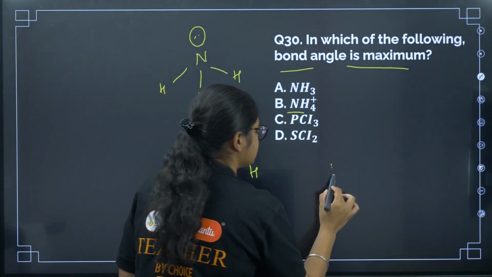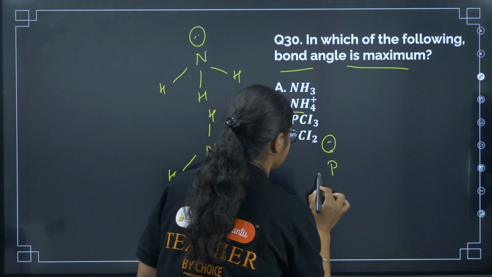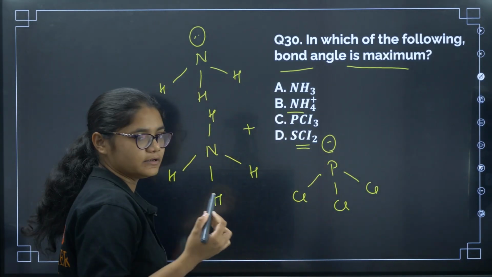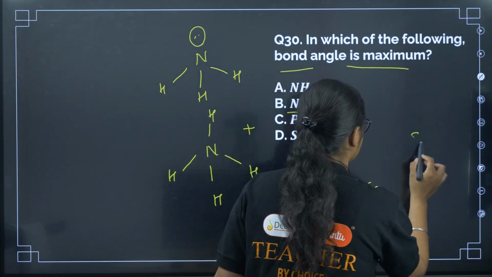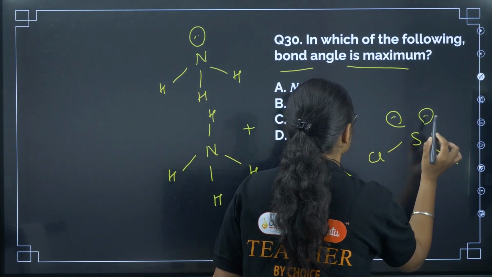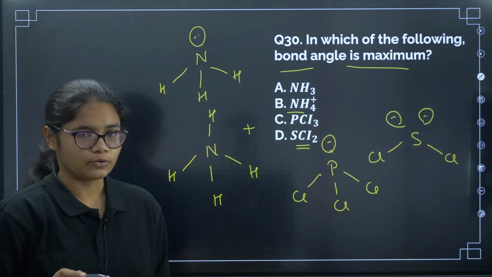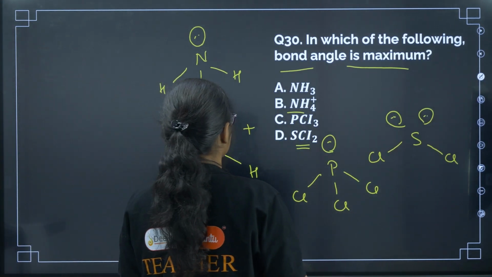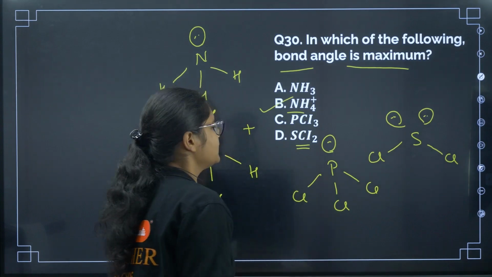Now PCl3 is also having lone pair with 3 chlorine bonds. SCl2 is similar to your water molecule or the bent shape with 2 lone pairs, right? So since NH4 plus has 0 lone pairs, there the bond angle will be maximum. So the correct answer for this question is option number B.